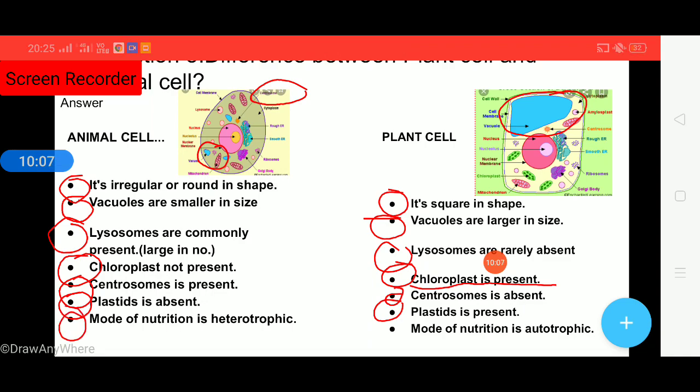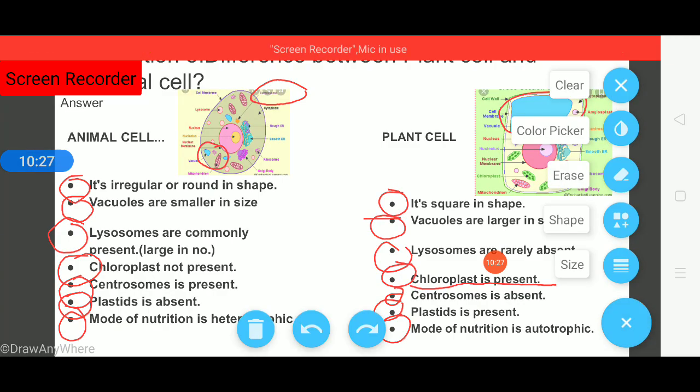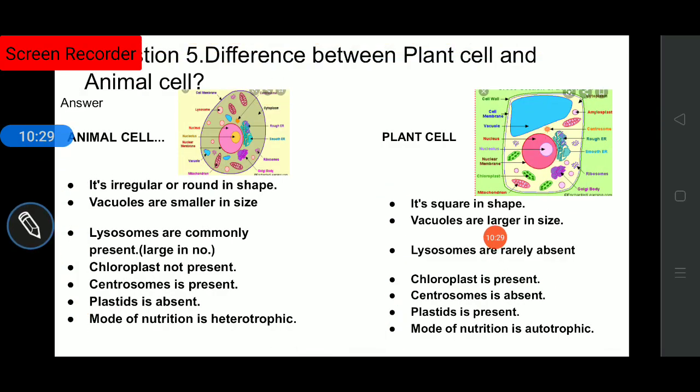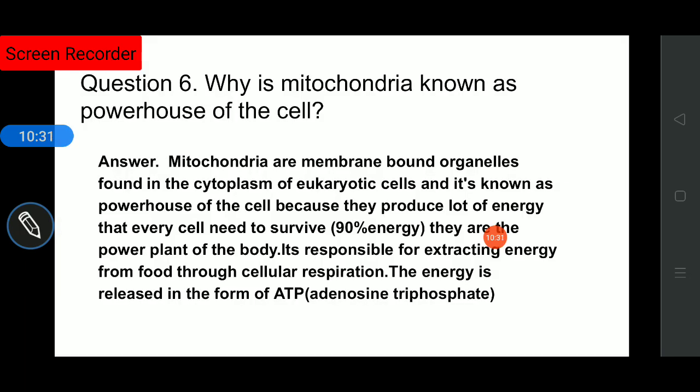Now the last point. In animal cell, mode of nutrition is heterotrophic. As we all know, animals do not prepare their own food, they depend on others. And plant cell mode of nutrition is autotrophic, because plants prepare their own food by the process of photosynthesis.